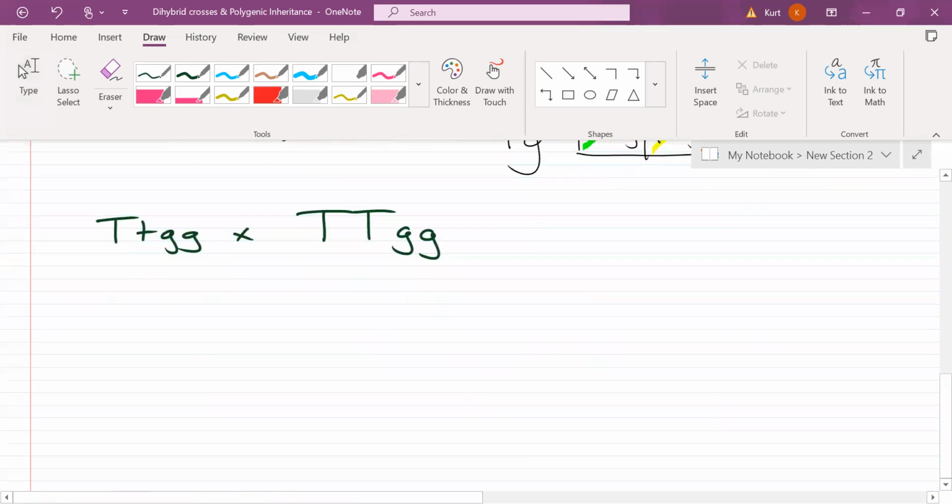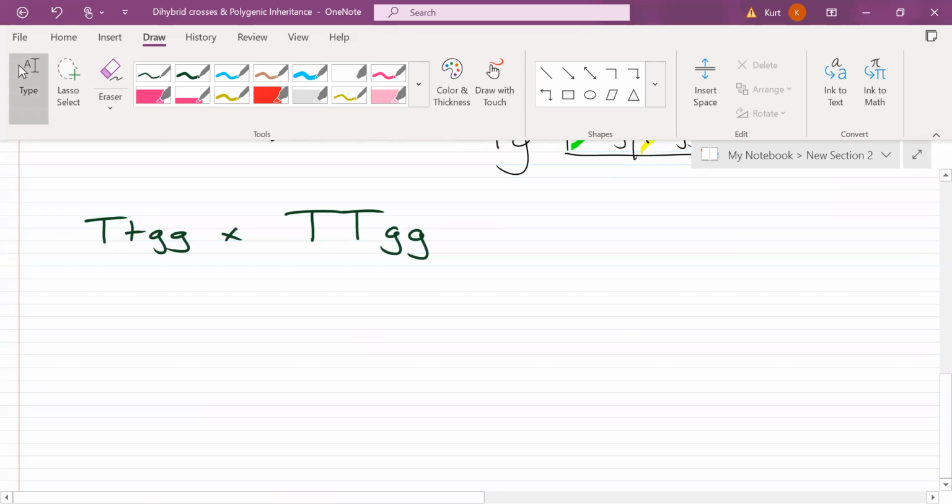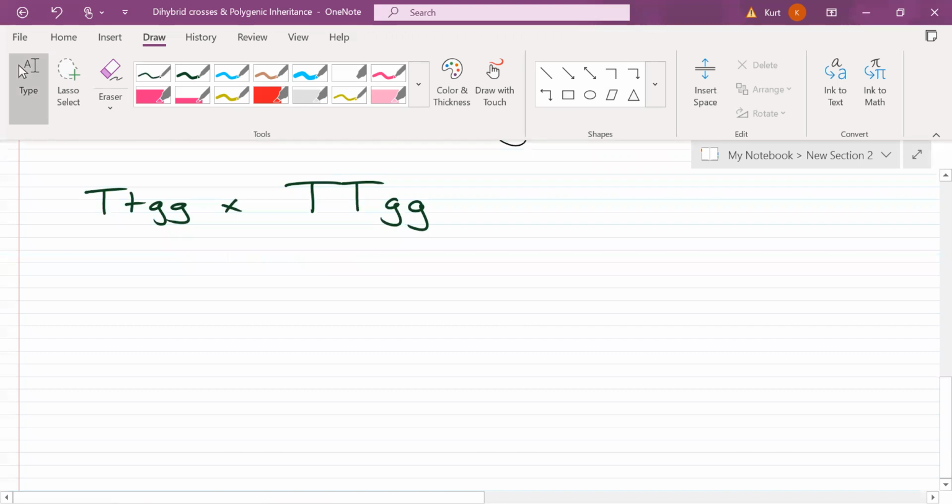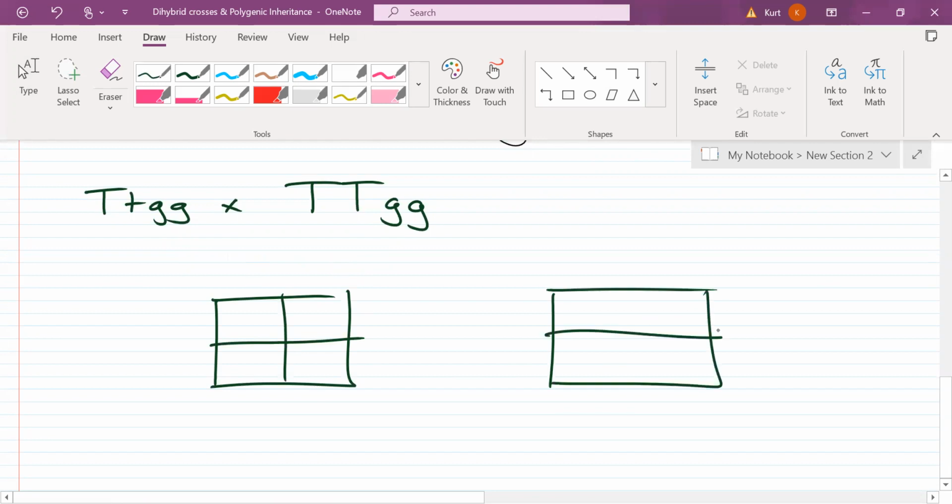So I want you to cross these two, and you're like, oh, I'm taking a 90-minute session on the AP exam. I don't have time to do a dihybrid cross. Here's what you do instead. You do two small Punnett squares. You make one of them for height. You make one of them for color.